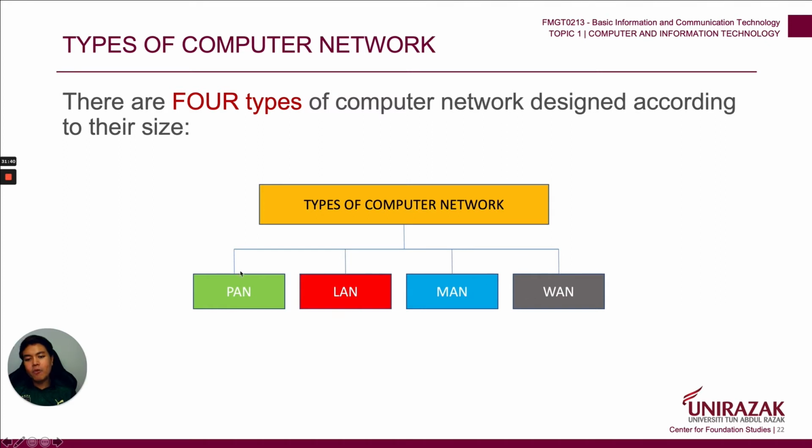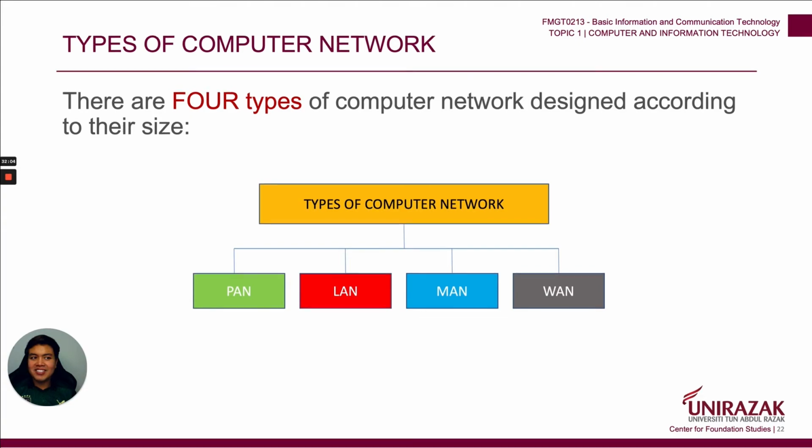PAN, personal area network. LAN, local area network. MAN, metropolitan area network. And WAN, wide area network, or worldwide. So let us look at each one of them. Are you guys ready? Yes, I know you are.